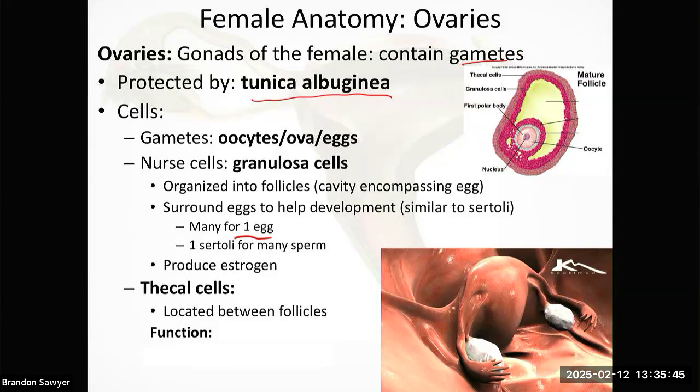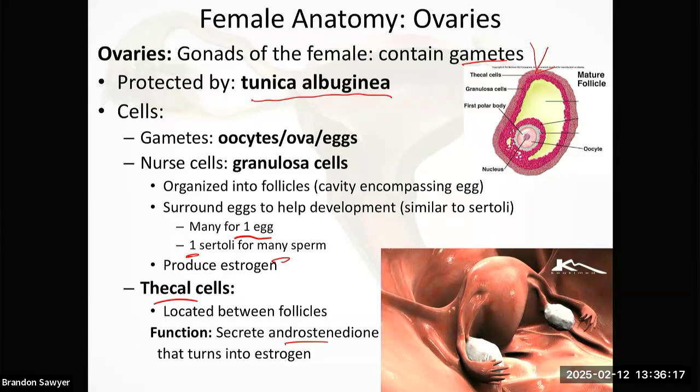These are the equivalent of those Sertoli cells in the testes. Those were just one for many sperm. This is the opposite, many of these cells for one egg. These are the primary source of estrogen in females. The other main type of cell is called the thecal cells. These are between the follicles, and you can see them on the outside of the follicle there. They release something called androstenedione, which can be converted into estrogen by other cells in the follicle as well. So it's pretty much a precursor to estrogen.